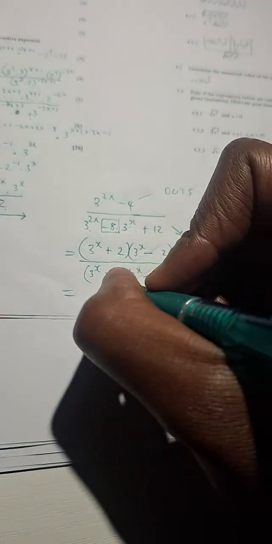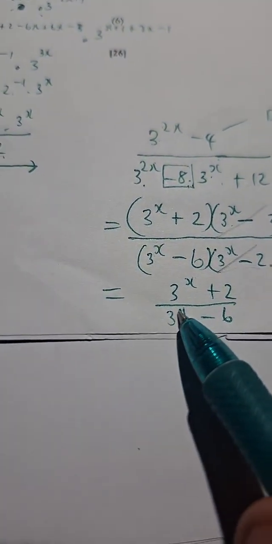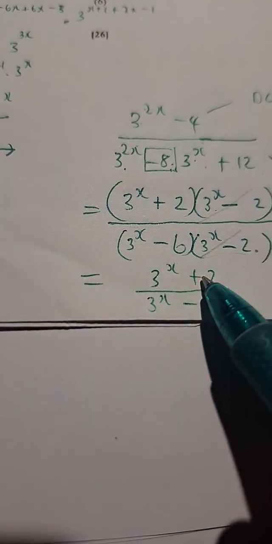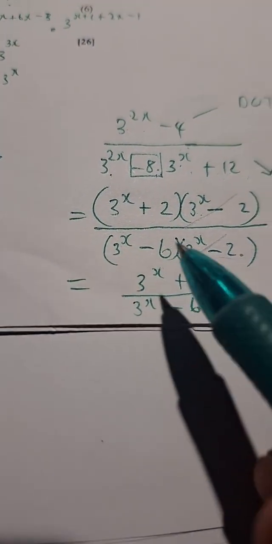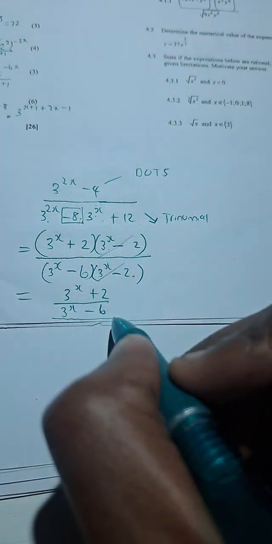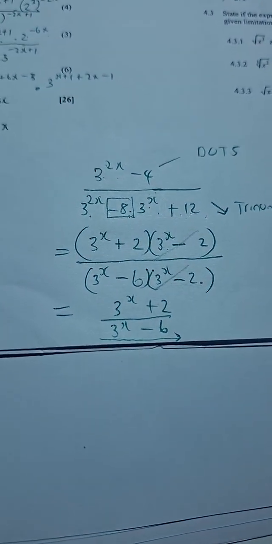I hope you can. So our final answer is 3 to the power x plus 2 over 3 to the power x minus 6. Now we can't cancel across a what? An addition and a subtraction sign. So our answer, we leave it like that.